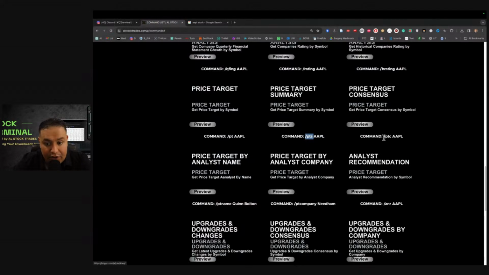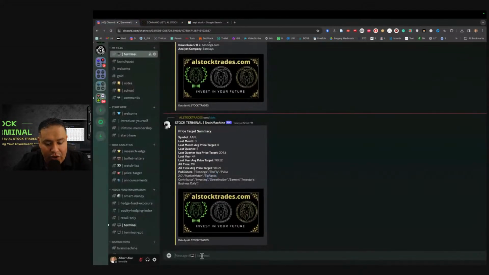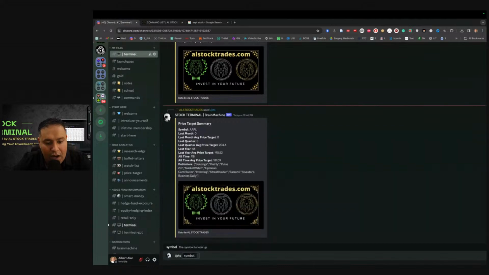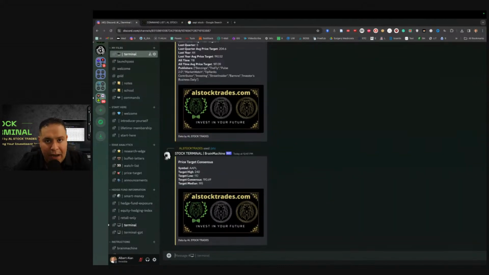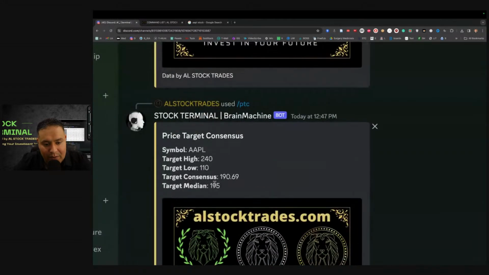Okay. Here's price target consensus. If you just want to know what people think about Apple from the bottom up, you can see that the median is 195, consensus is 190. There are some people that think it's 110, and then the high is 240.